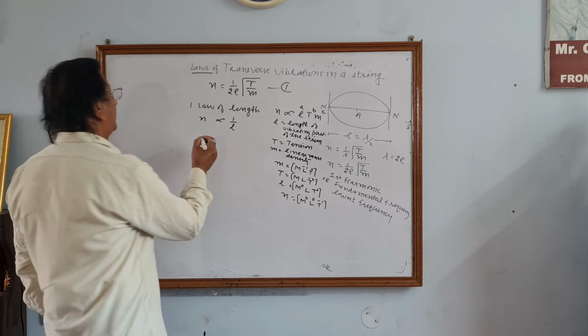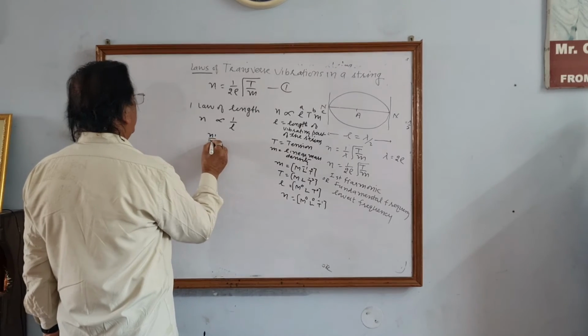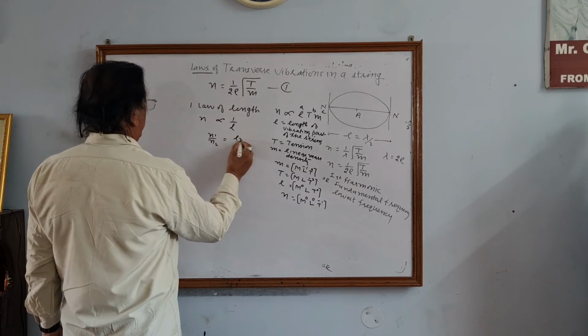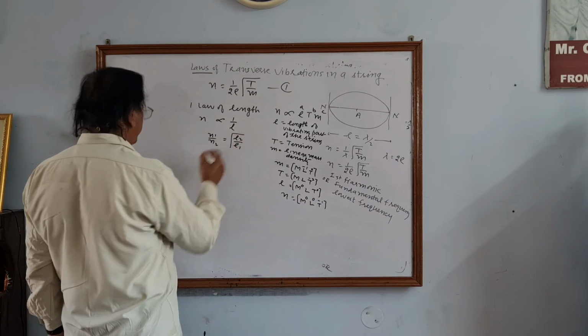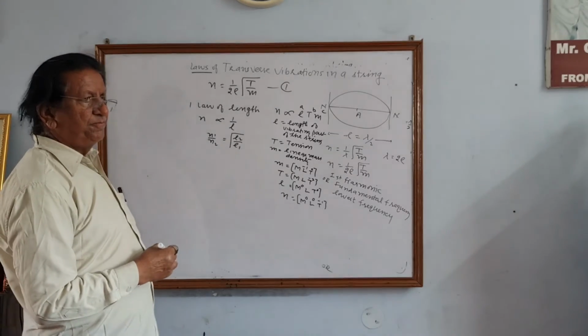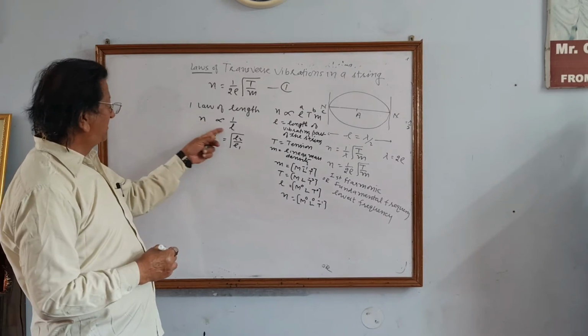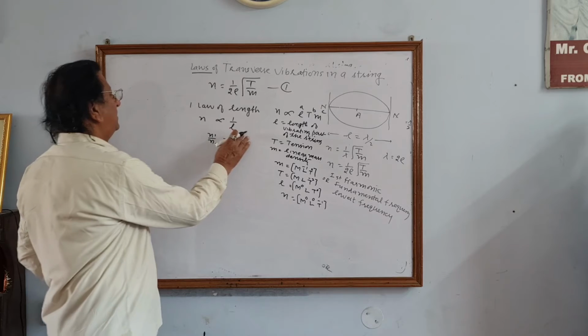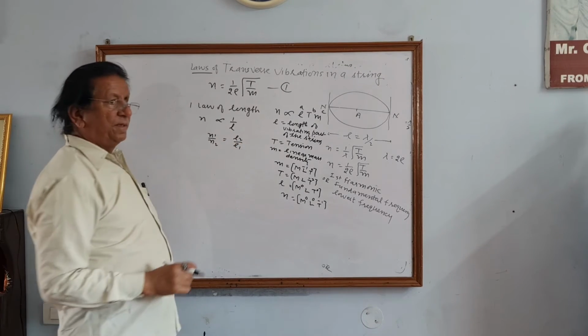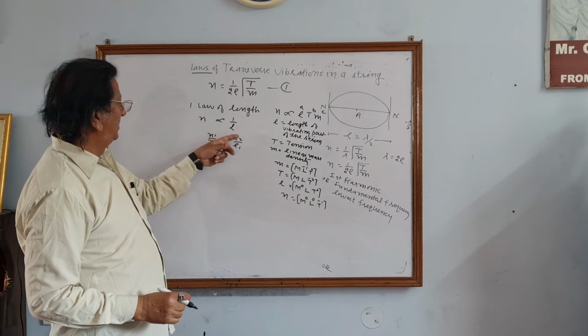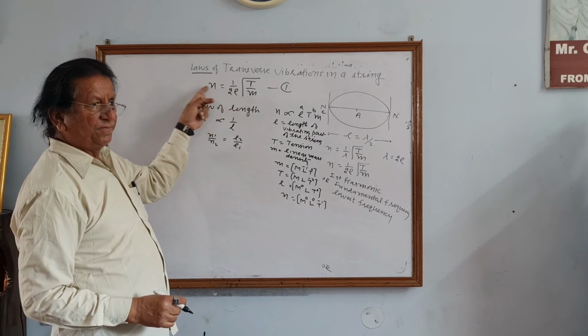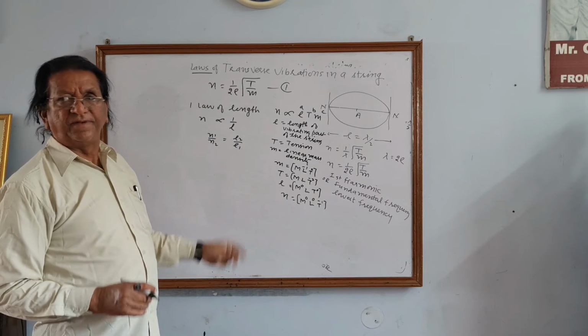Or you can say N1 over N2 will be L2 by L1, under root. Inversely proportional to length. N1 over N2 is L2 by L1, all under root. This is the law of length.